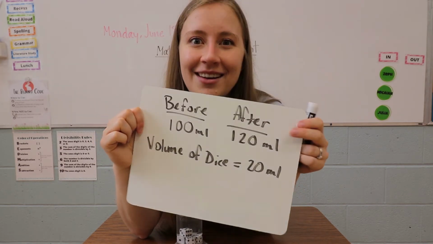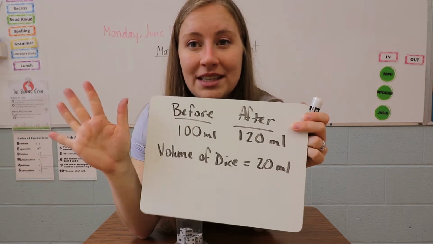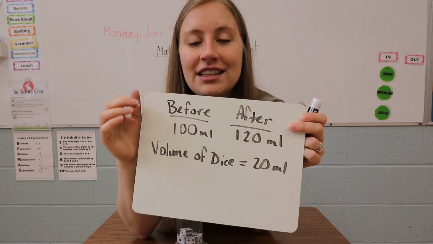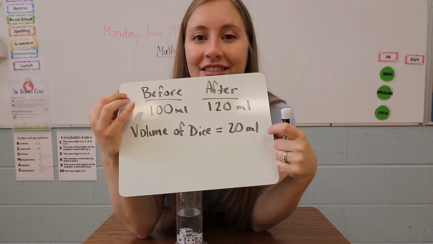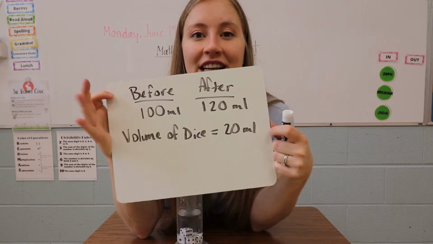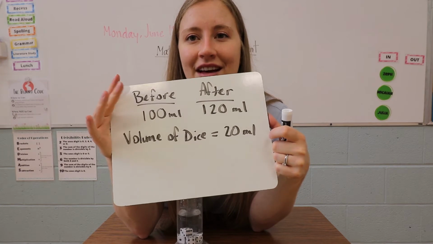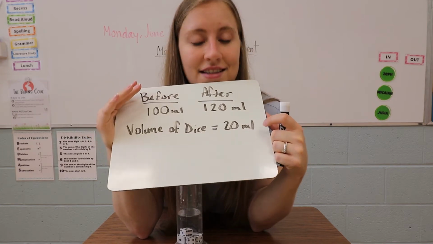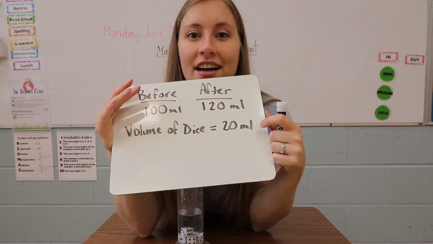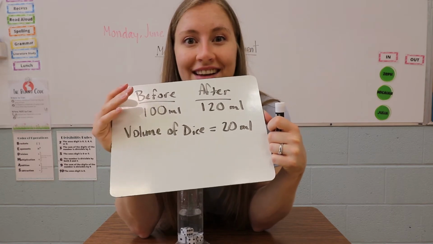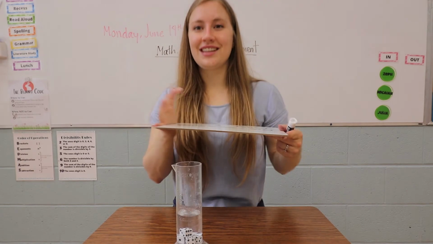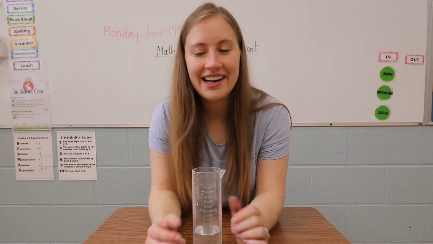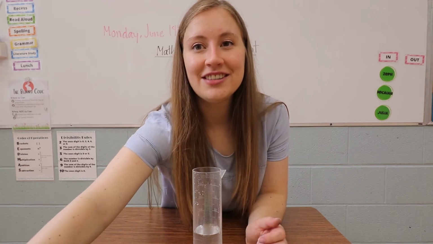And again, because we know we put 5 dice into the cylinder, we can divide this number by 5 to see the value of each die by itself. Okay, and that is 4 milliliters. So each die is worth 4 milliliters. Okay, and we can use displacement to find that out. All right, so let's look at another example of something that we can find the volume of using displacement.